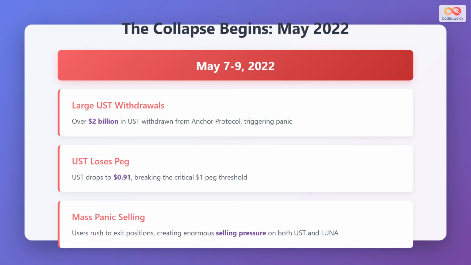The collapse began in early May 2022. Between May 7th and 9th, over $2 billion worth of UST was withdrawn from Anchor Protocol, triggering widespread panic. This massive withdrawal caused UST to lose its peg, dropping to 91 cents on May 9th. This was a critical threshold breach that shattered confidence in the system. As news spread, mass panic selling ensued. Users rushed to exit their positions, creating enormous selling pressure on both UST and Luna tokens. What started as a moderate depegging event quickly spiraled out of control as fear gripped the market.